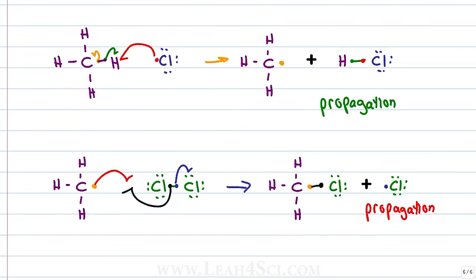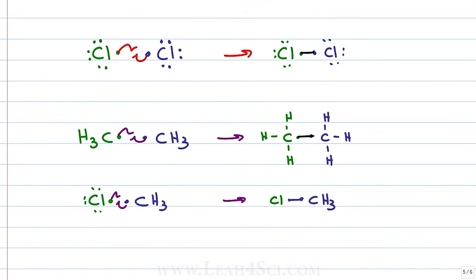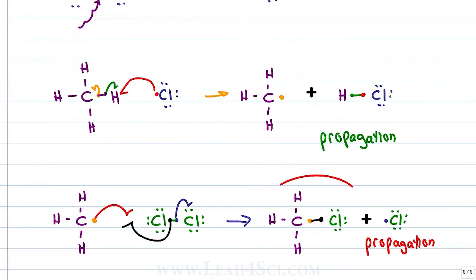And maybe eventually two radicals may run into each other, as we saw here, where two chlorines give us a Cl2, two methyls give us ethane, and maybe a methyl and chlorine come together to give us methyl chloride. But this is primarily how we form the methyl chloride.